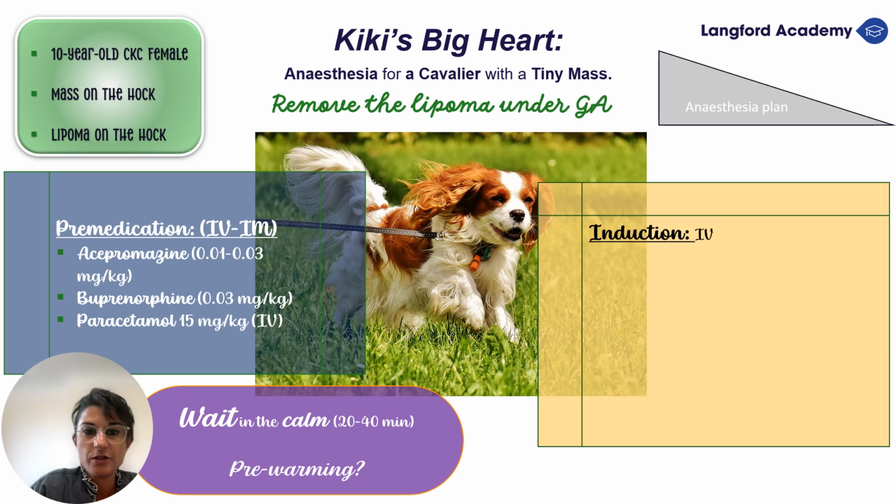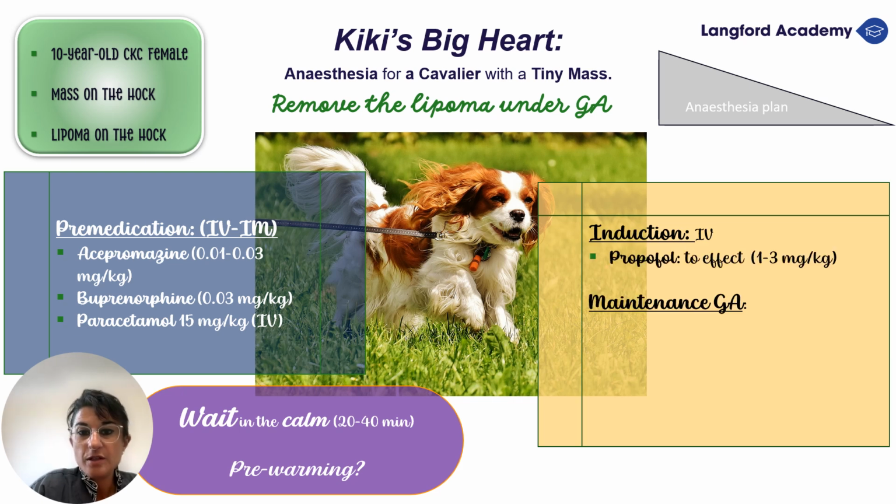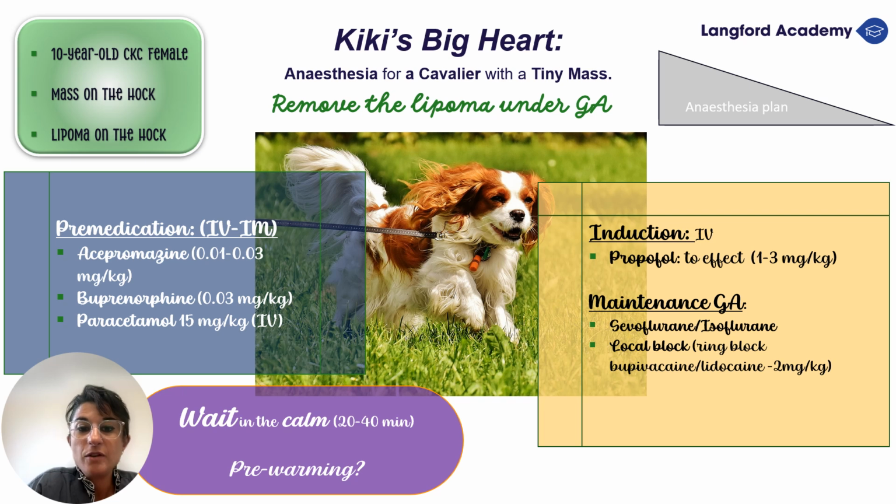In terms of induction of anesthesia, propofol would be a good addition. Maintenance of the GA with inhalant, either sevoflurane or isoflurane. And then consider doing a local block, so you can do a ring block, which is quite easy to do, injecting around the mouth or around the leg, with either bupivacaine or lidocaine at 2 mg per kilo per hour, and then Hartmann at 3 mg per kilo per hour.